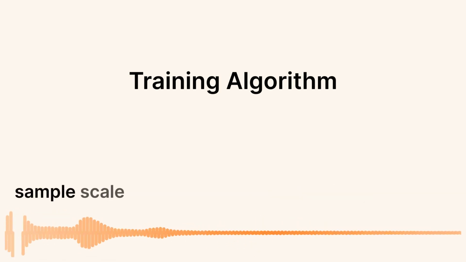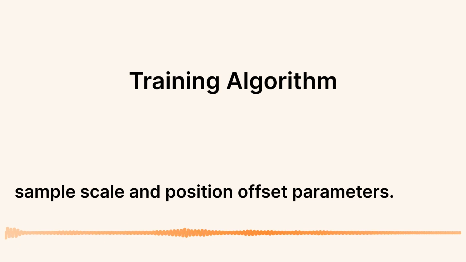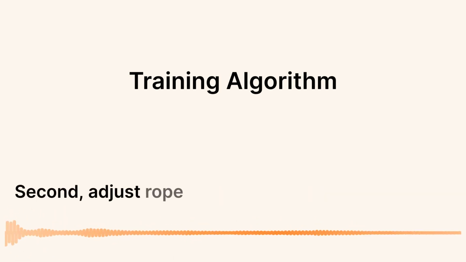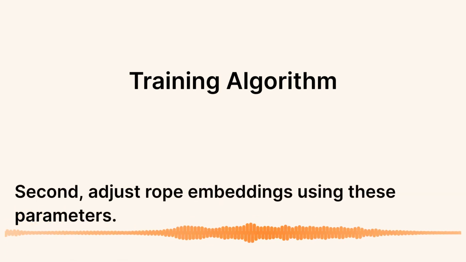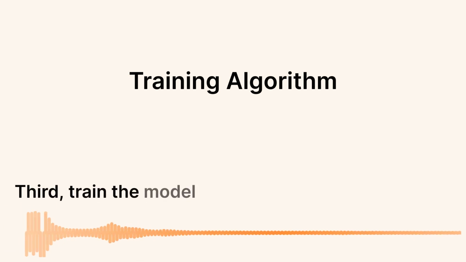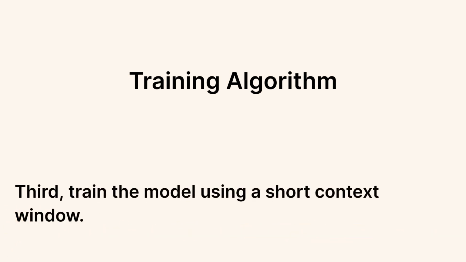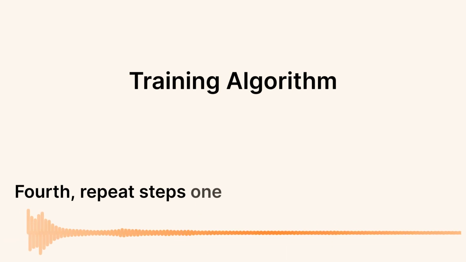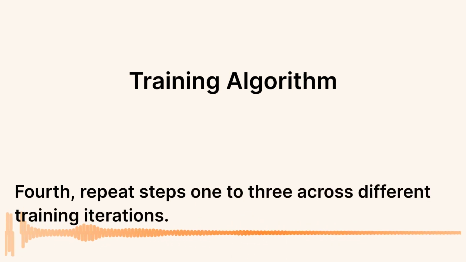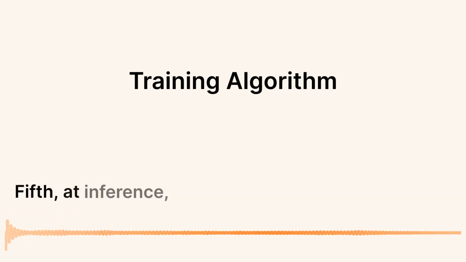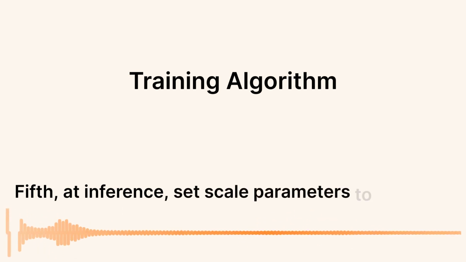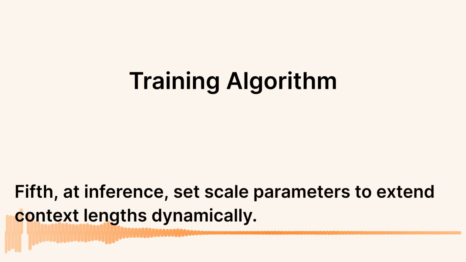First, sample scale and position offset parameters. Second, adjust RoPE embeddings using these parameters. Third, train the model using a short context window. Fourth, repeat steps 1 to 3 across different training iterations. Fifth, at inference, set scale parameters to extend context lengths dynamically.